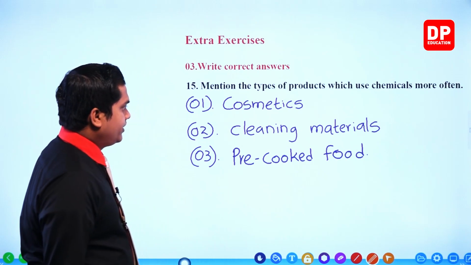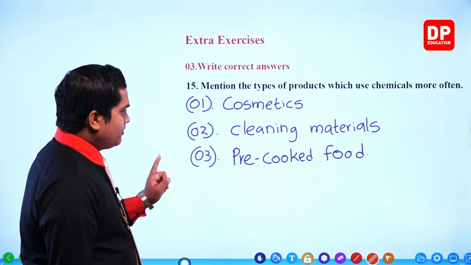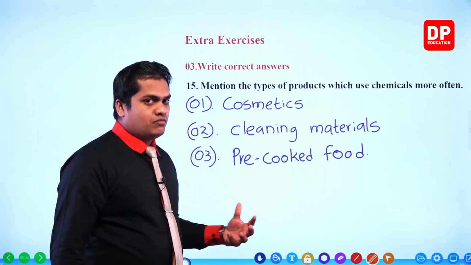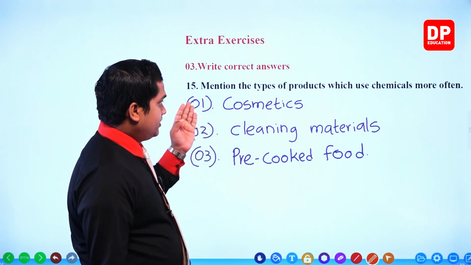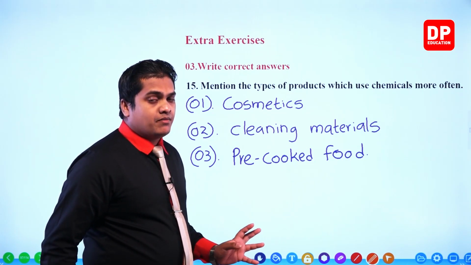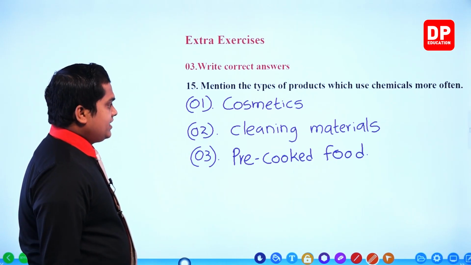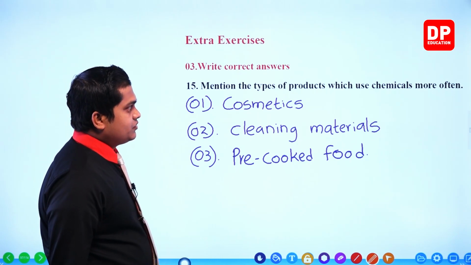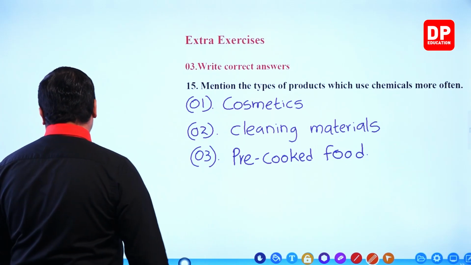Right, pre-cooked food. So cosmetics, cleaning materials, pre-cooked food. These are the types of products which use chemicals more often. There are even more products than this, but they have not asked us to write down a specific number now. So I have written down 3. These things use chemicals more often. Okay. Then the next question.